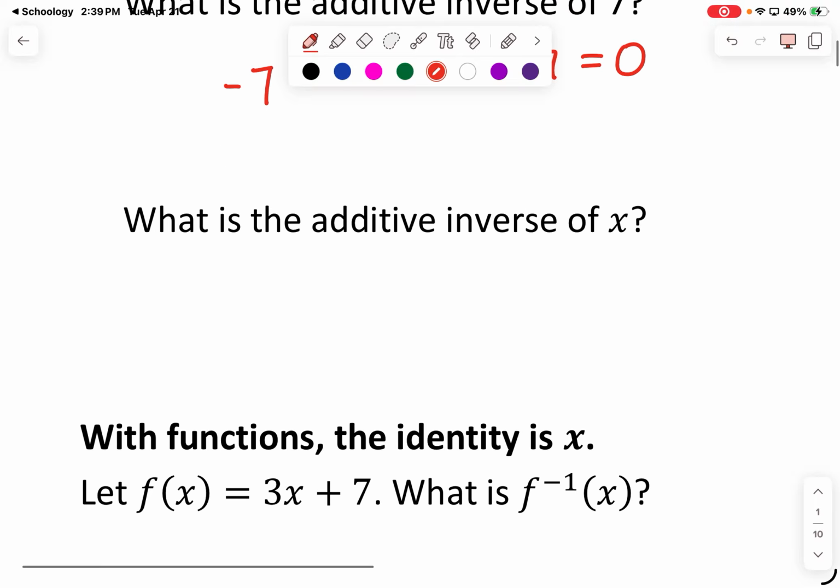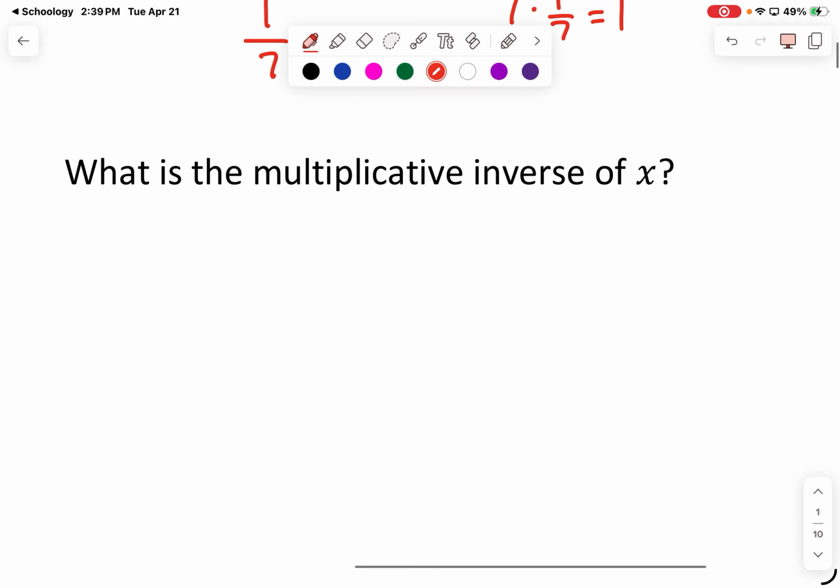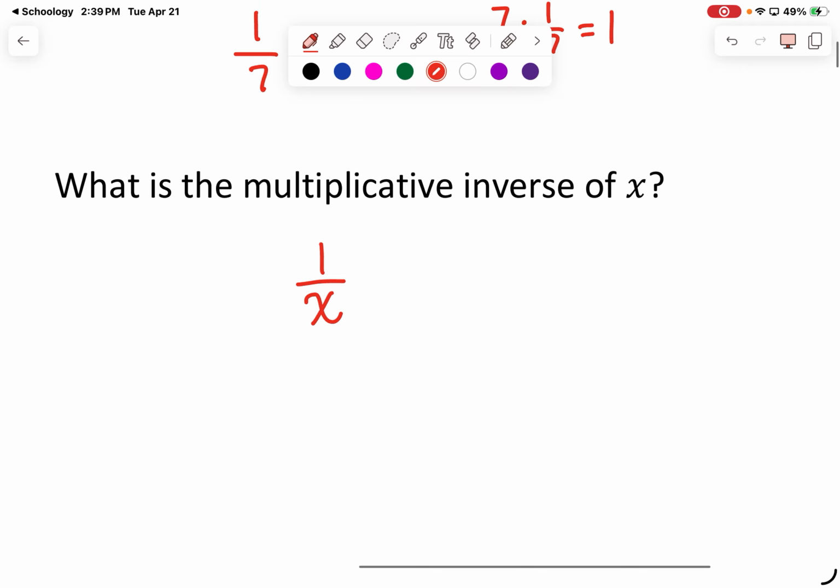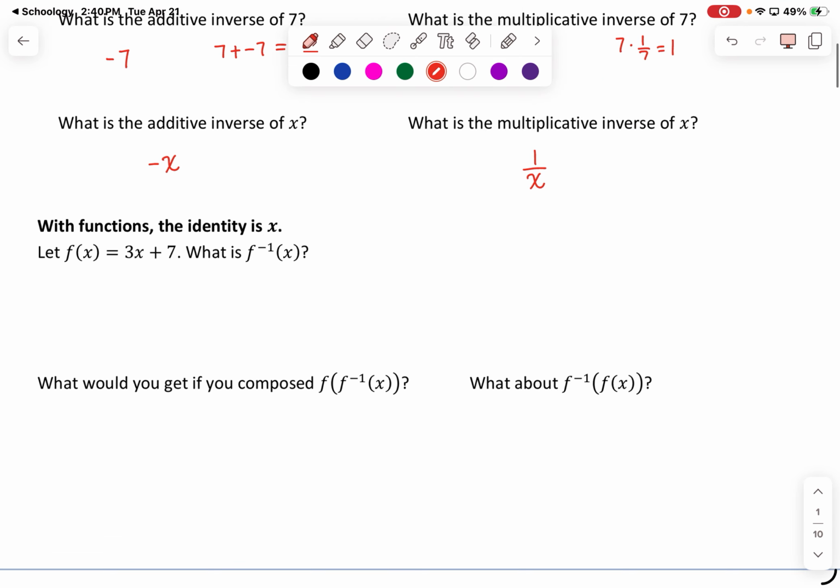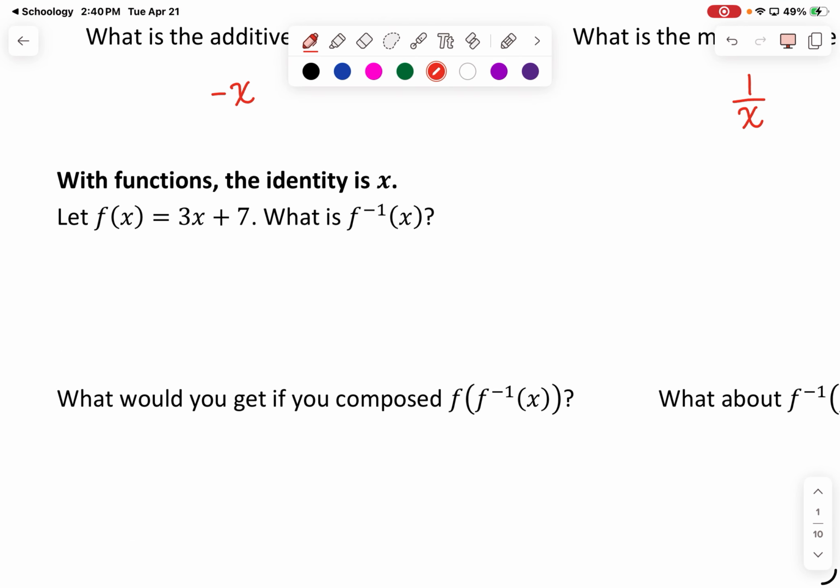So what is the additive inverse of x? -x. And what is the multiplicative inverse of x? 1/x. Okay. With functions, the identity is x. So once again, with addition, the identity is 0. With multiplication, the identity is 1. With functions, the identity is x.